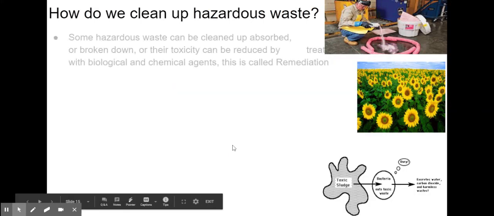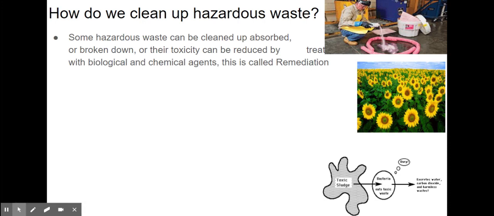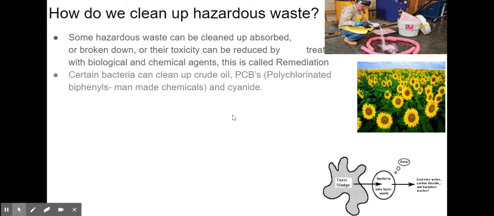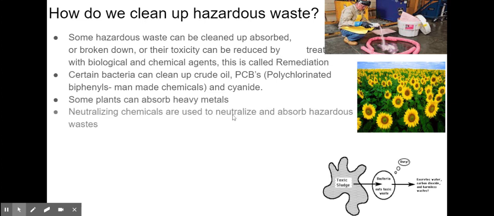How do we clean up hazardous waste? Some hazardous waste can be cleaned up, absorbed, or broken down, or its toxicity can be reduced by treating it with biological or chemical agents. This is called remediation. Certain bacteria can clean up crude oil, PCBs, polychlorinated biphenyls, which are man-made chemicals, and cyanide. Some plants can absorb heavy metals. Neutralizing chemicals are used to neutralize and absorb hazardous waste.